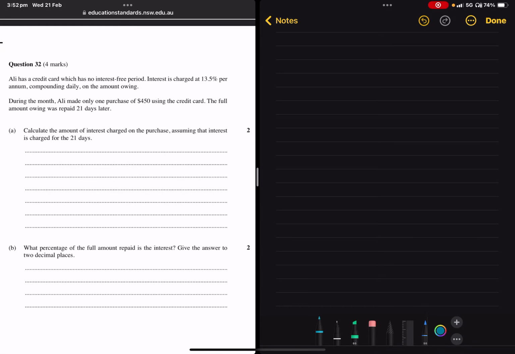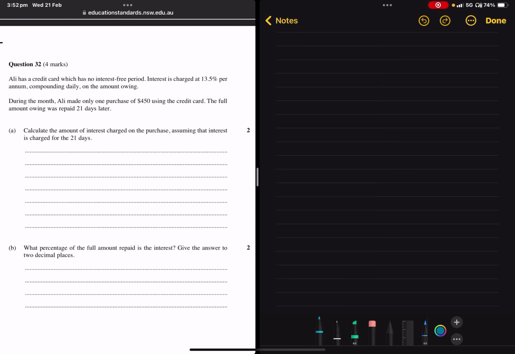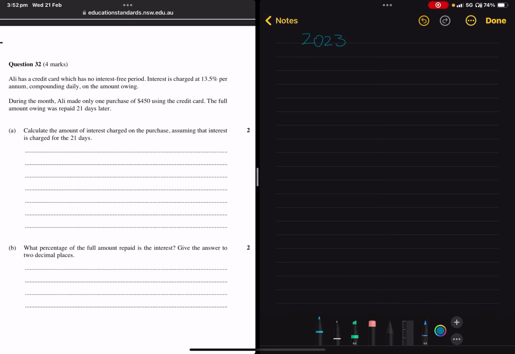So we'll take a look at another question from the 2023 HSC Standard 2 Maths paper. So this is question 32. We are told Ali has a credit card which has no interest-free period.